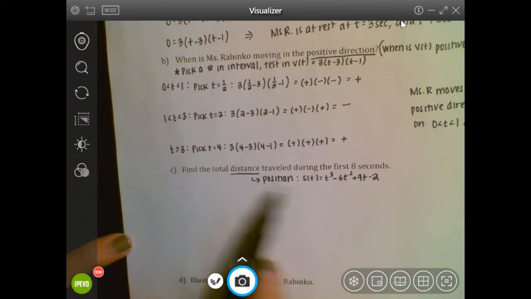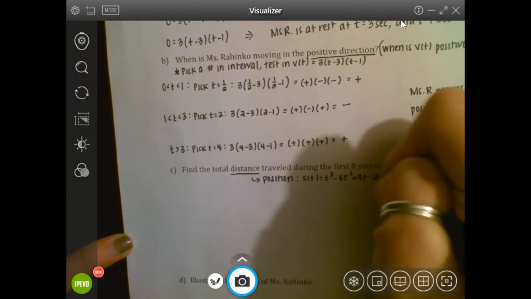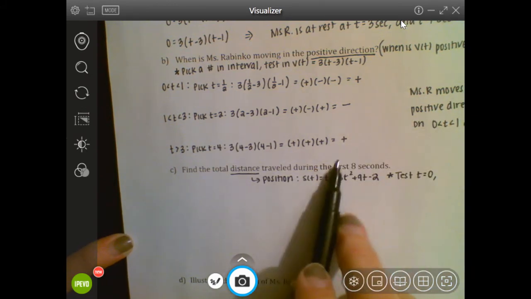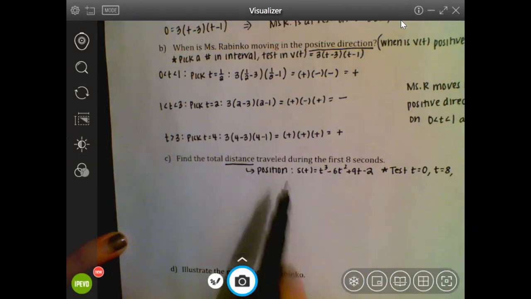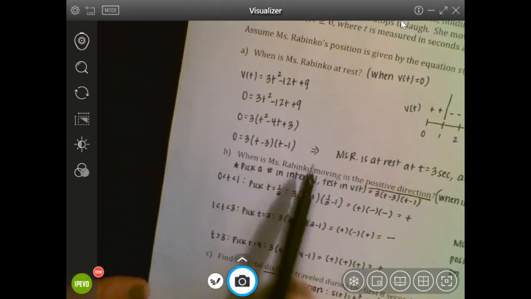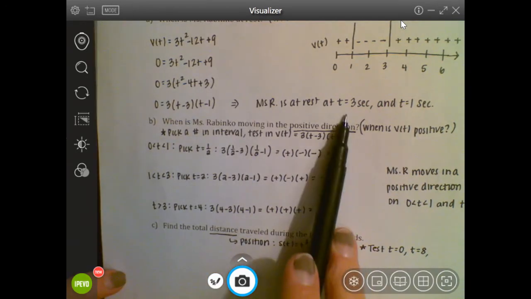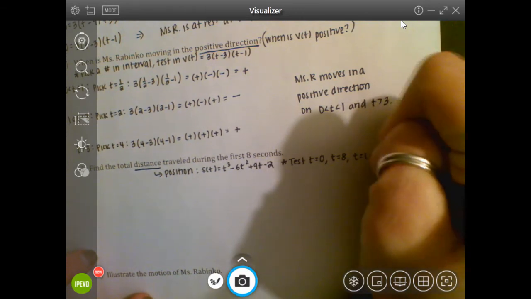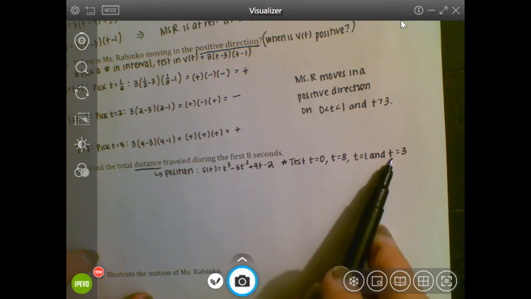And what I need to do is, in this position function, test the first value, which is always going to be 0. I want to test the last value, which in this case happens to be 8. And then I need to test the values that I got in the first part of this problem. So I need to test where the velocity is changing. So I need to test t is equal to 1 and t is equal to 3. So first, last, and then any values where your velocity is changing.